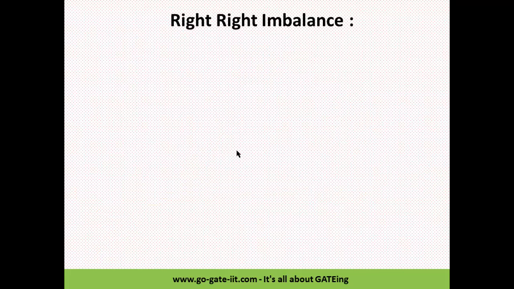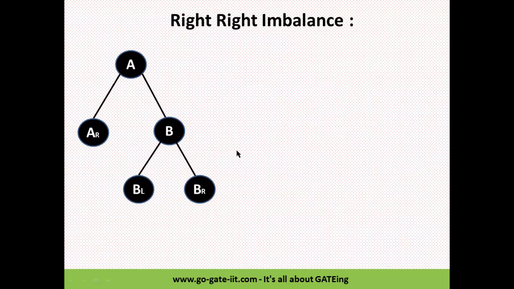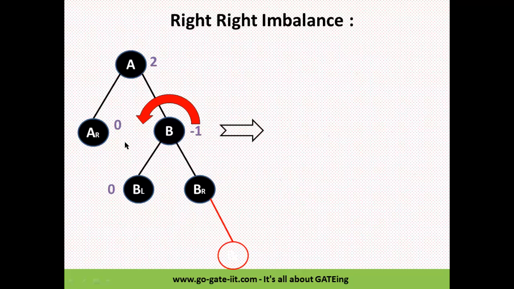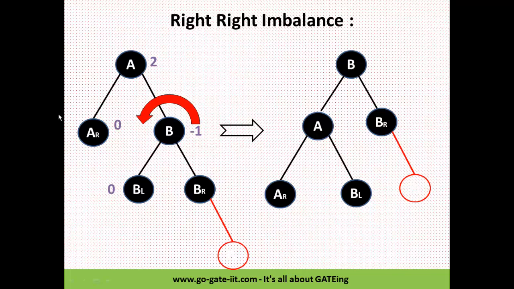Similarly, we have right imbalance. In right imbalance, again I am going to insert an extra node on the right hand side, or the right subtree, of the root node. You can see here again the imbalance occurs. So we will do a left rotation here. In case of right imbalance, we have left rotation. On left rotation, how does it work? This complete B will move in the left direction.